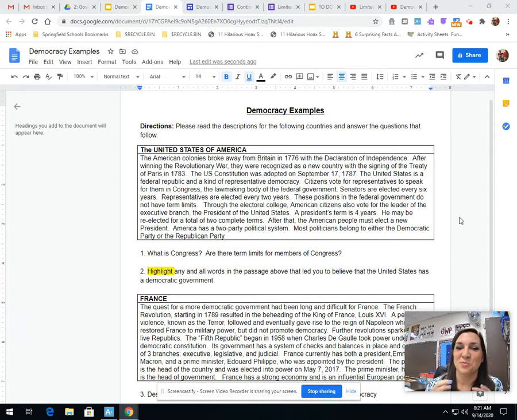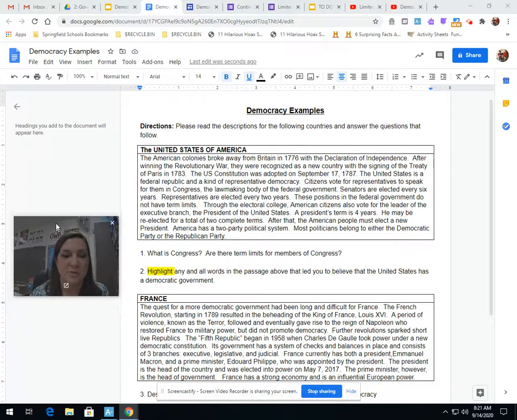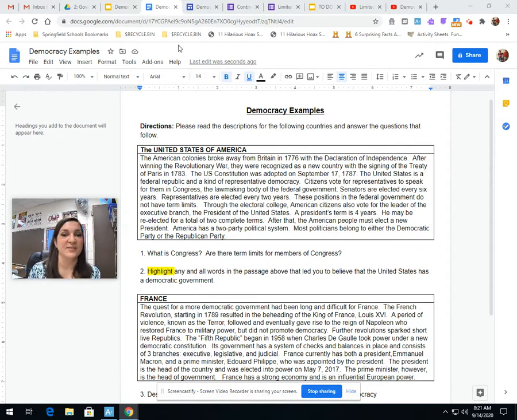Now, I want you to take a look at two examples of modern democracies. And these are just some readings from two different countries. When you're finished reading them, there are questions that you're going to answer, and then you're going to do some highlighting.